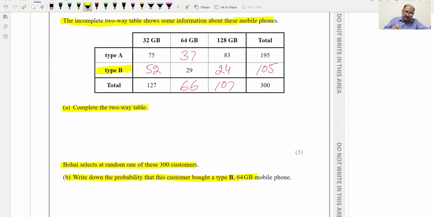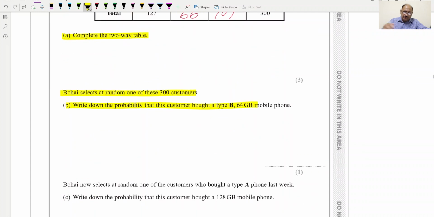64 GB. So the probability will be 29 out of 300. 29 out of 300 will be the answer for 1 mark, which is done.